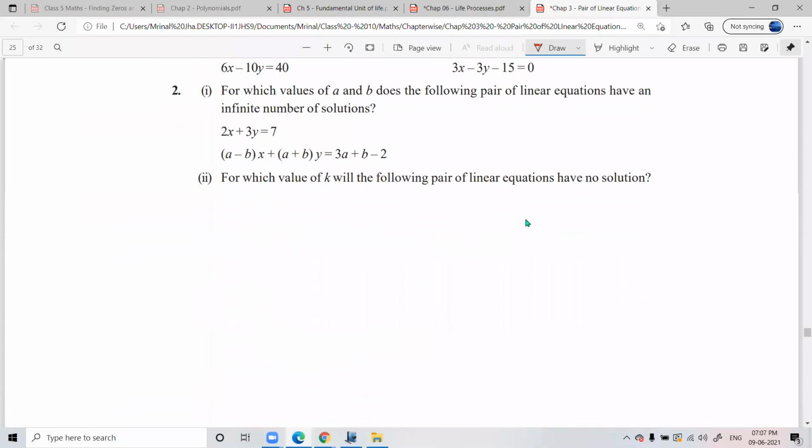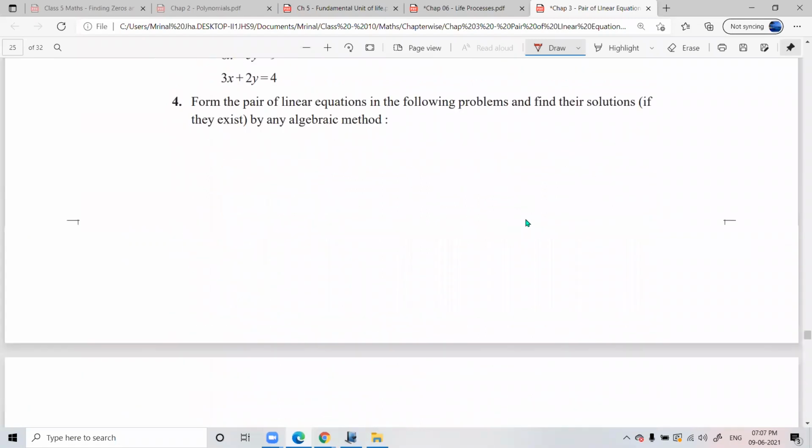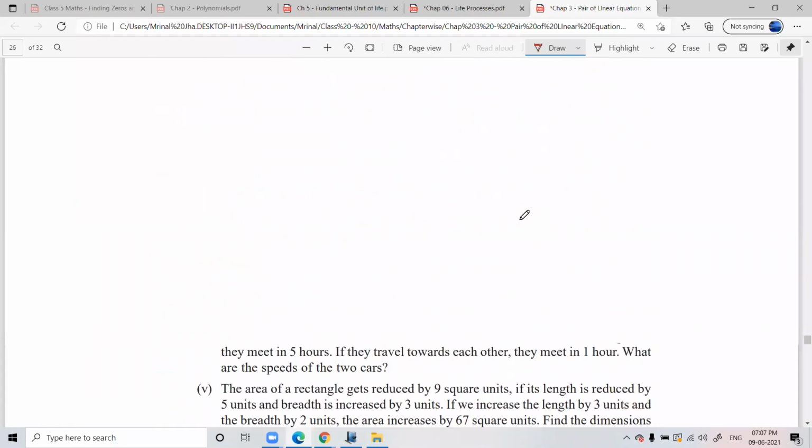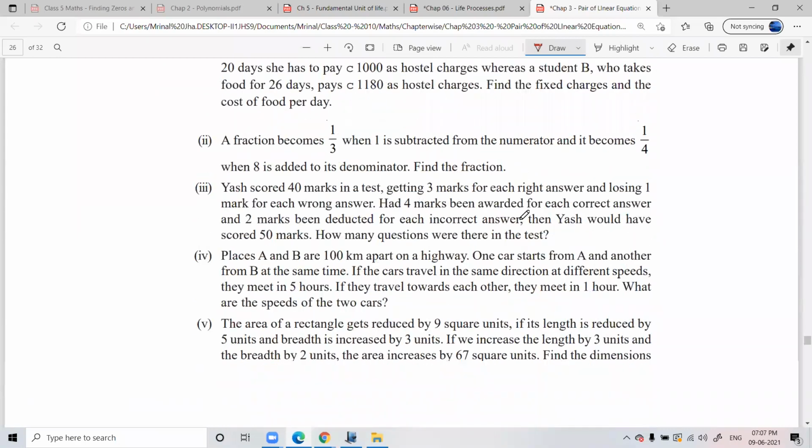In these exercises, you will have some word problems. Make sure you try all those sums, and whatever doubts you have, you will ask me. Okay. Yes, sir.